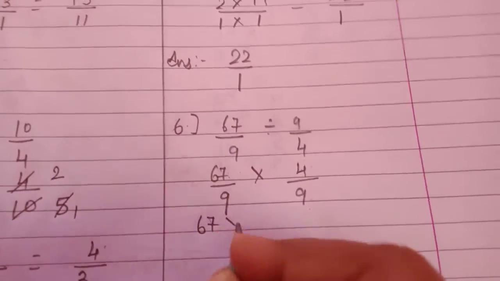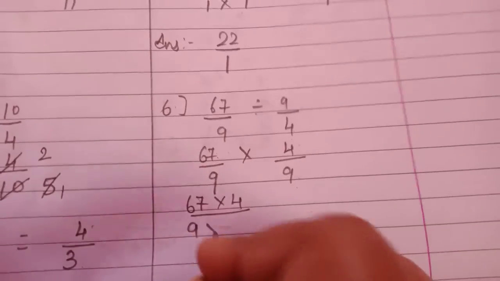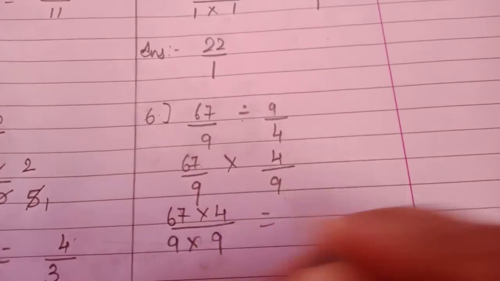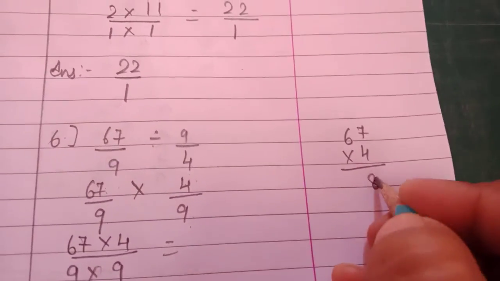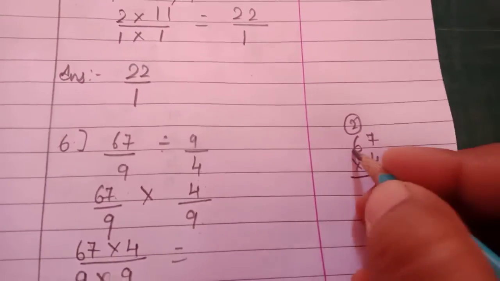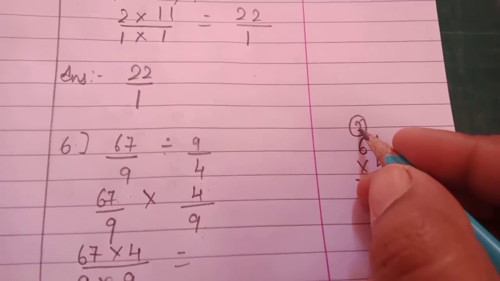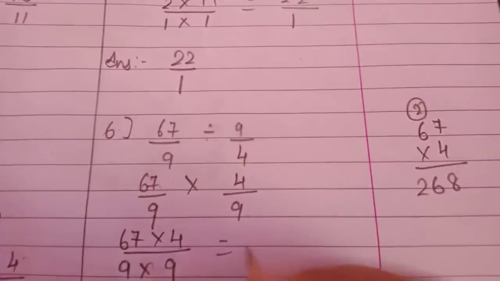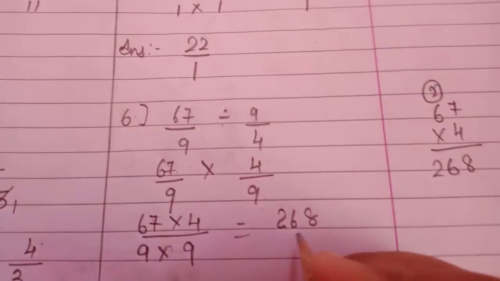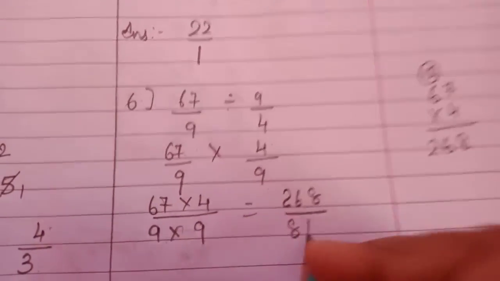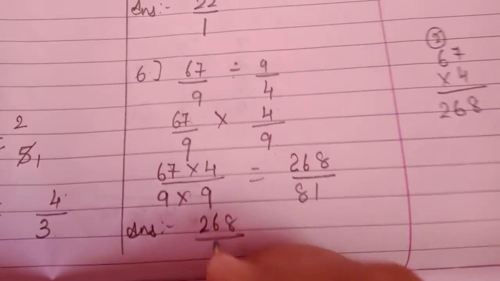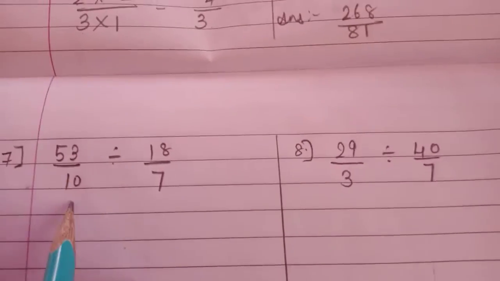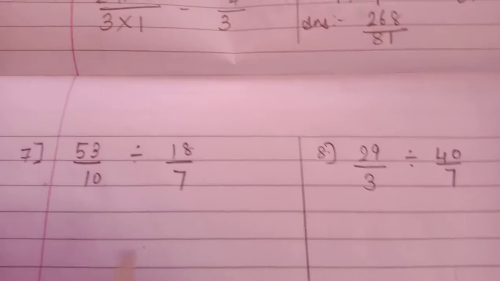So here what we will do, we will directly multiply. So 67 multiply by 4 upon 9 multiply by 9. So 67 4s are 4 7s are 28. 8 we write down, 2 will be carried over. 4 6s are 24. 24 plus 2 is 26. So 268 upon 9 9s are 81. So our answer is 268 upon 81.